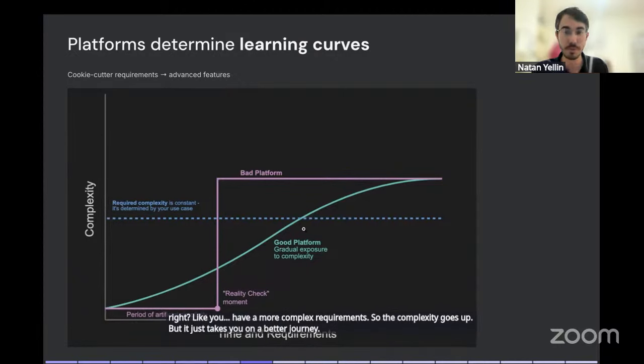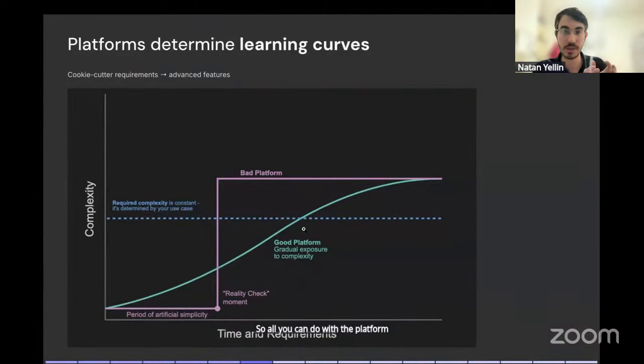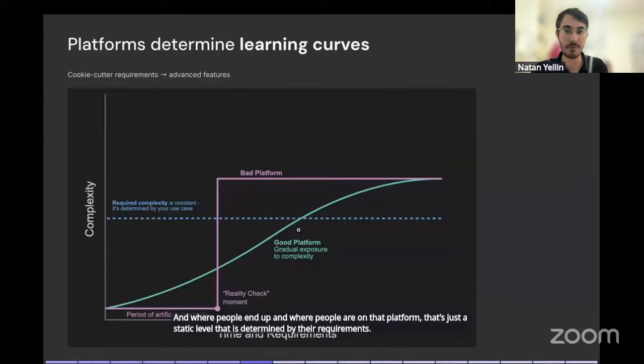So all you can do with the platform, I will argue in this entire talk, and I will say this again, I will show you proof of this, and I will hammer this point in again and again. But all you can do in the platform is you can control the learning curve. And where people end up on that platform is just a static level that is determined by their requirements. So a good platform versus a bad platform will impact that learning curve. It will impact the experience at the beginning. It will impact whether a platform is able to really support you as your requirements grow more complex. But it is absolutely not about reducing complexity because the complexity comes from your use case.